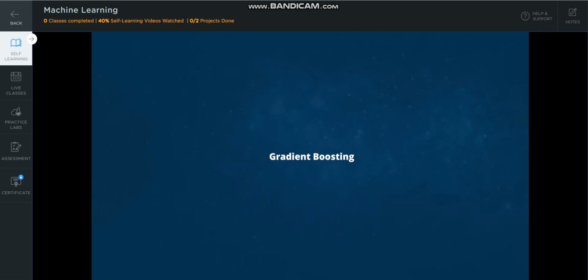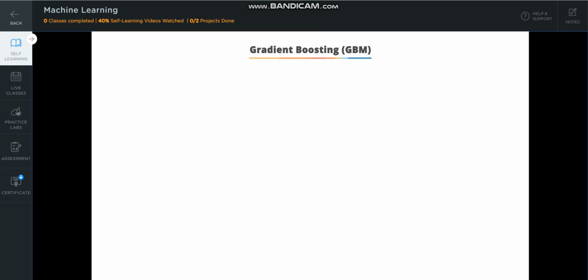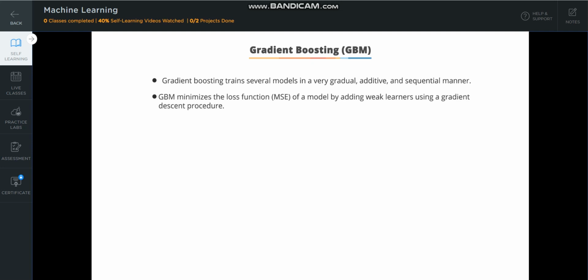Gradient boosting. Now let's understand gradient boosting. Gradient boosting trains several models in a very gradual, additive, and sequential manner. The major difference between AdaBoost and a gradient boosting algorithm is how the two algorithms identify the shortcomings of weak learners, that is, decision trees. GBM minimizes the loss function, MSE, of a model by adding weak learners using a gradient descent procedure.